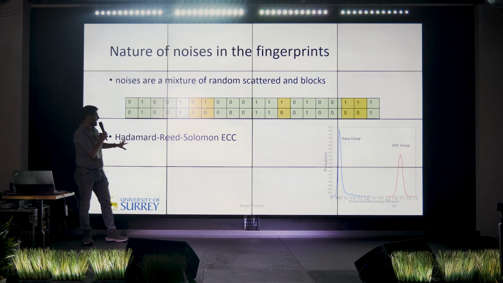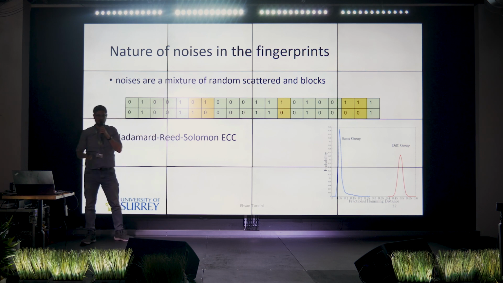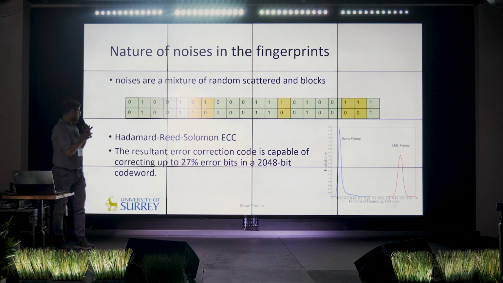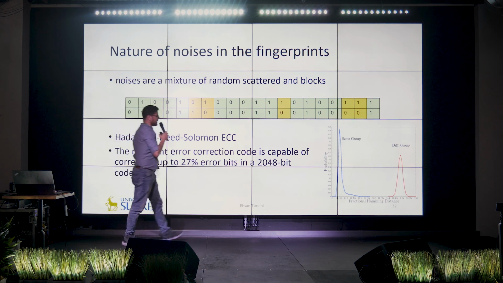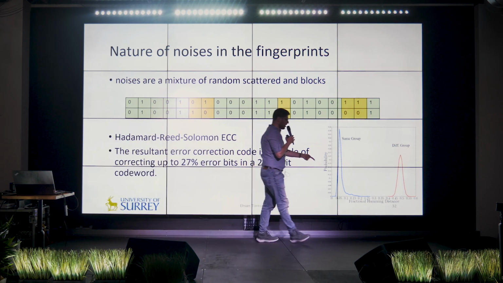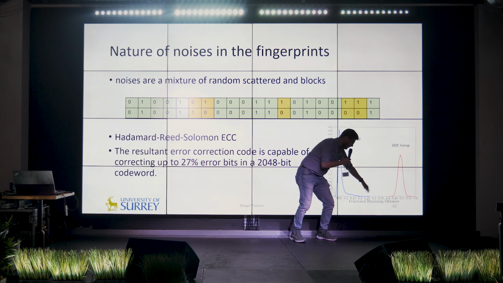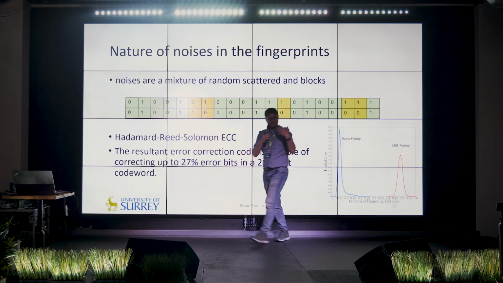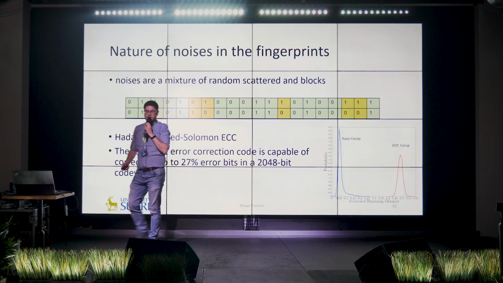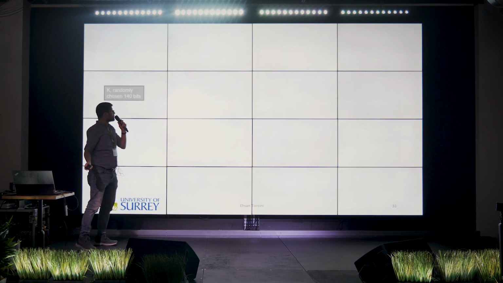So we decided to use Hadamard in combination with Reed-Solomon, and that combination can tolerate an error rate of 27%, while what we get in similar fingerprints was less than 25%. So we were safe in terms of using the error correction code that we chose.